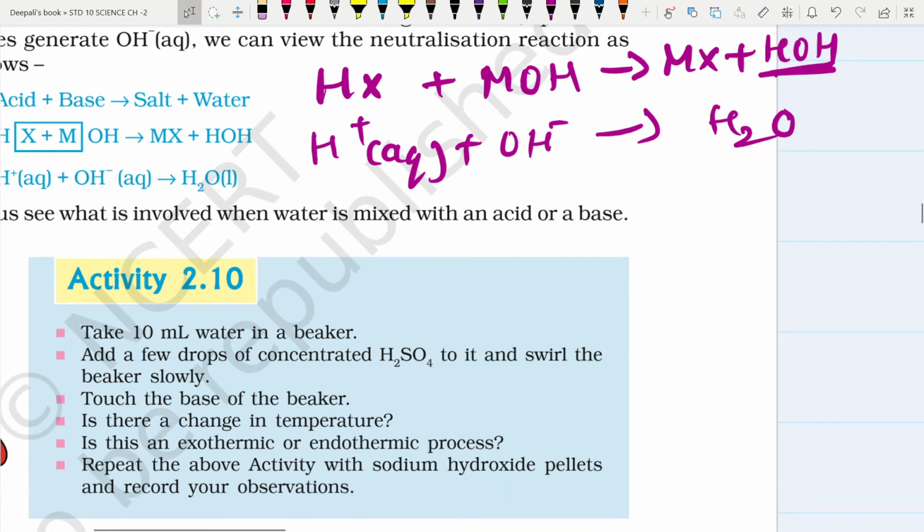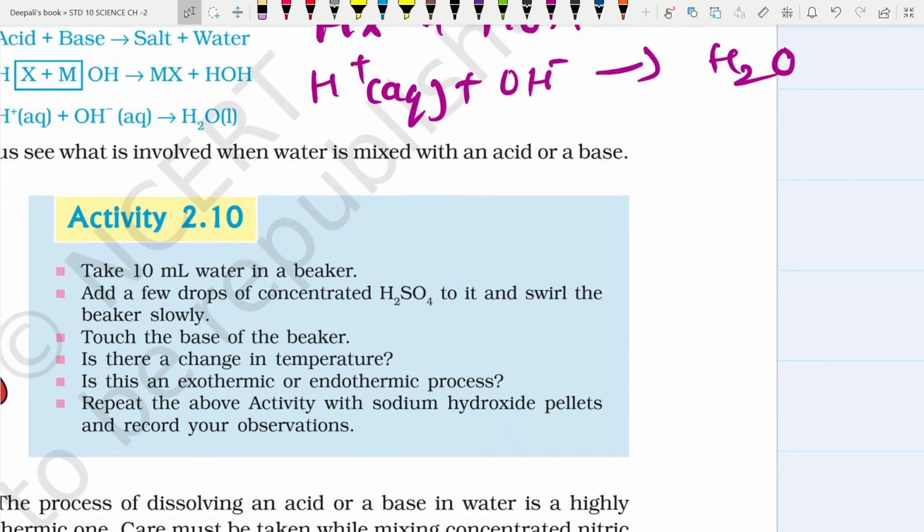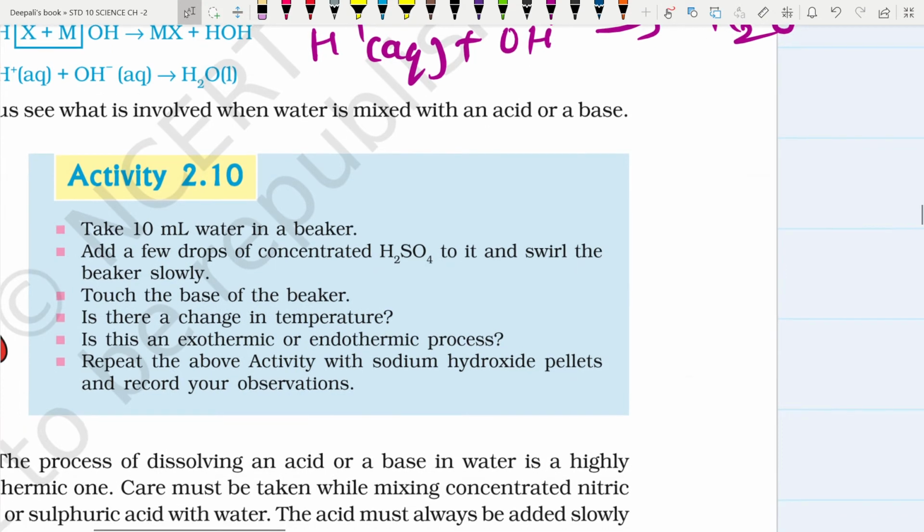Now take 10 ml of water in a beaker, add a few drops of concentrated H2SO4 and swirl the beaker slowly. Touch the base of the beaker. Is there any change in the temperature? Is this an exothermic or endothermic process? Repeat the above activity with sodium hydroxide pellets and record your observation.